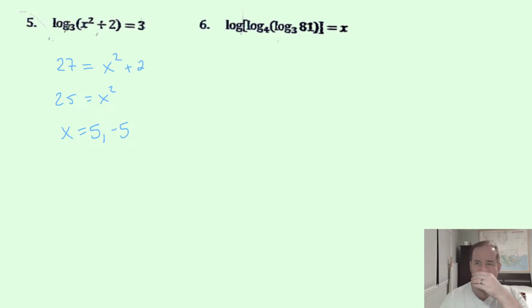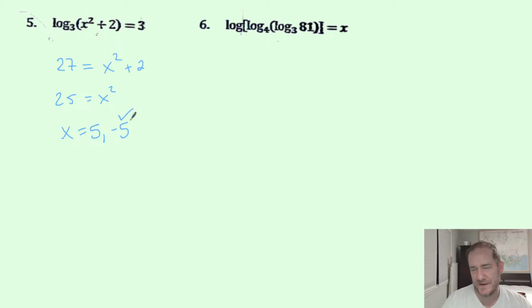Now, are we solving for the base? Nope. So negatives seem to be okay. Are we worried about our argument being negative? Well, yes, we're worried about it. But plugging in negative 5, you square it, you get positive 25. Plus 2 is 27. And log base 3 of 27 is indeed 3.